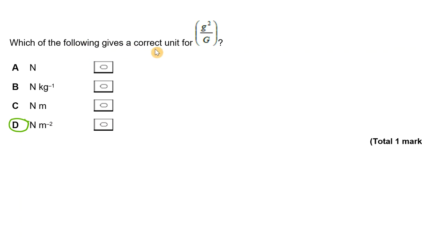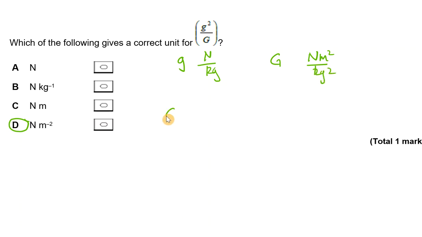Which of the following gives the correct unit for g squared over G? That's little g squared over big G. Well, little g is gravitational field strength, and gravitational field strength has the units of newtons per kilogram, and G is the gravitational constant. Now, I don't know what the units of gravitational constant are, but I do know where to find them, and that's on the data sheet. And the data sheet will tell you that the gravitational constant has units of newtons meters squared per kilogram squared.